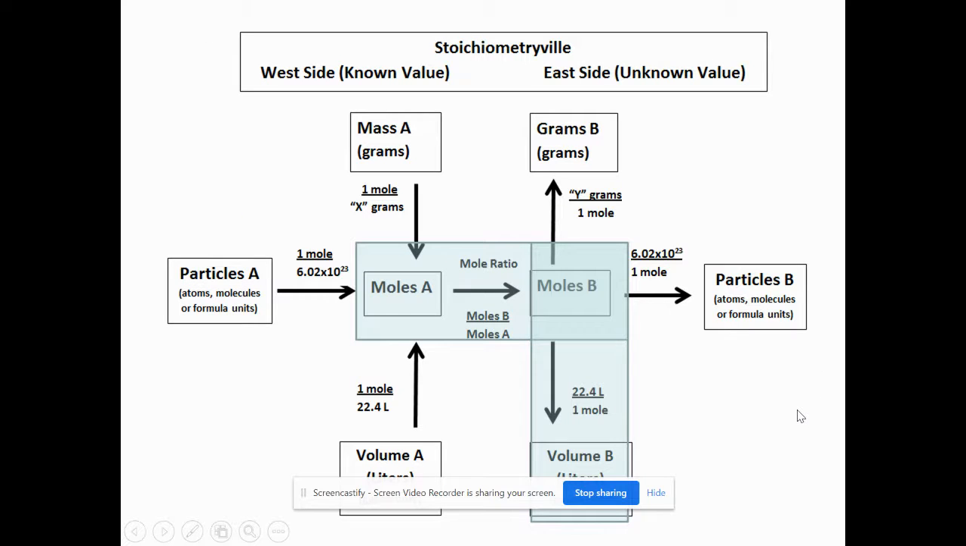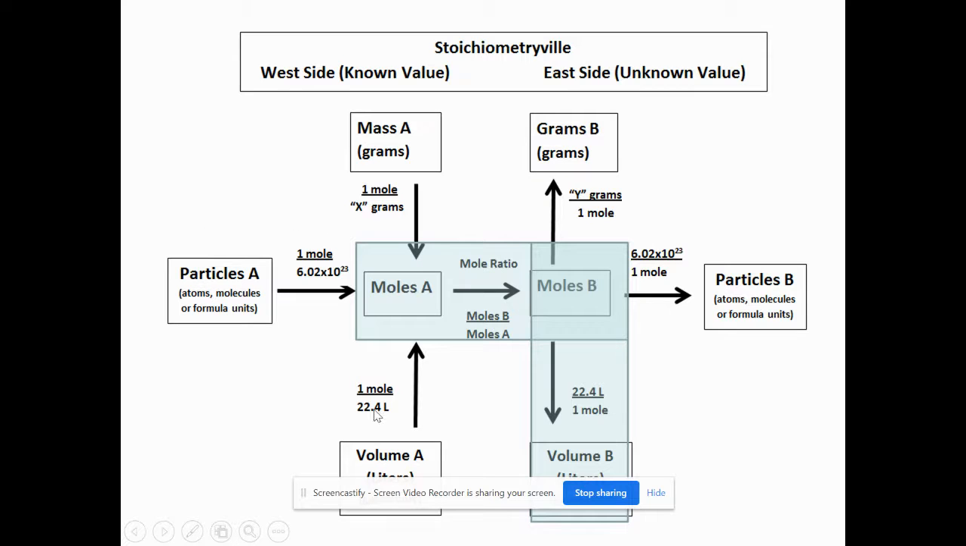If you still have it in your notebook, it might be a good thing to pull out to help you do these problems: our stoichiometry map. Remember that the left side represents a chemical that I know a value for, whether it's grams, molecules, liters, or moles. The right side represents the chemical I'm trying to find a value for. And the only way I can relate the amount of one chemical to the amount of another is by comparing moles to moles using the mole ratio from the balanced equation.